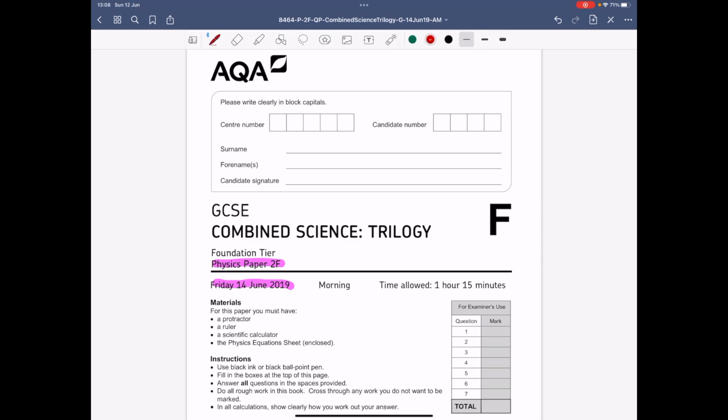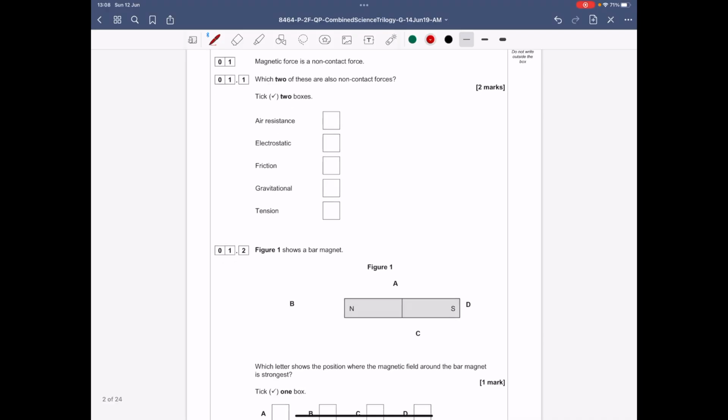Okay, so starting off with number one, magnetic force is a non-contact force. Which of these are also non-contact forces? So a non-contact force is when you've got a force acting on an object, but it's not touching. So we can use that to think about these different options.